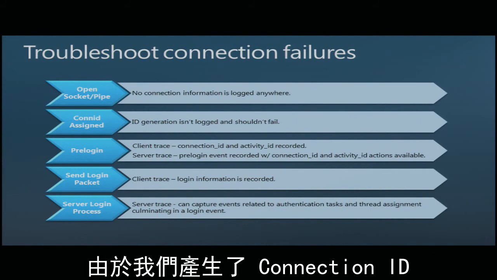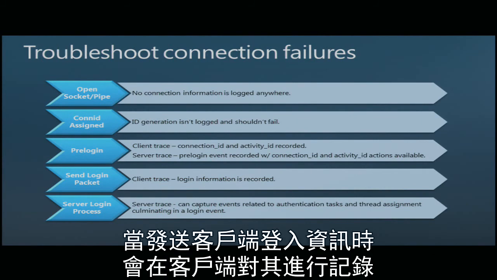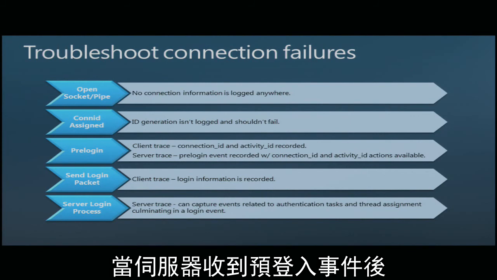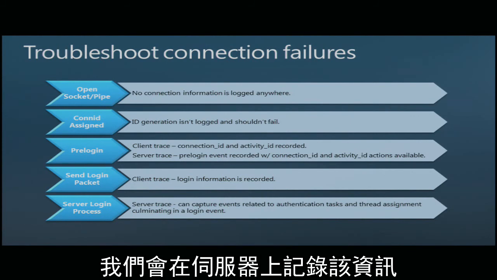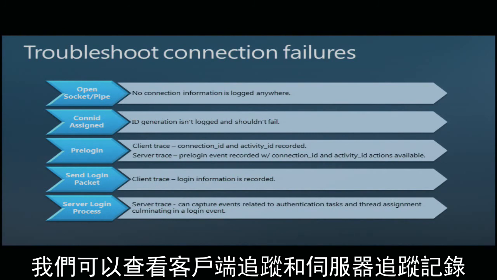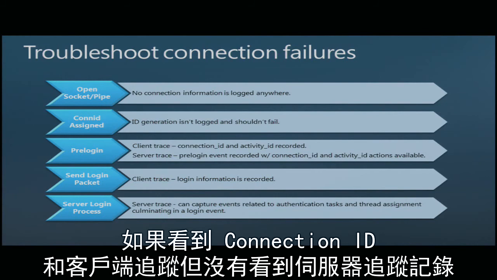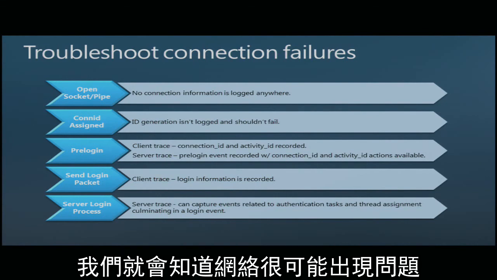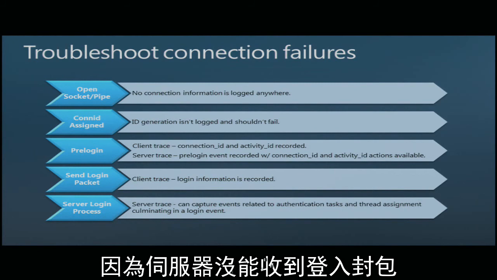Since we generate that connection ID, we're going to log it when we send pre-login in the client trace, so we'll log that there on the client side. And then when the server gets the pre-login event, we'll actually log that information on the server. So you can imagine that if you're having a problem with your login, you can go look at the client trace and the server trace. And if you see that connection ID in the client trace but not in the server trace, you know something has likely gone wrong in your network because we didn't even get that pre-login packet at the server.